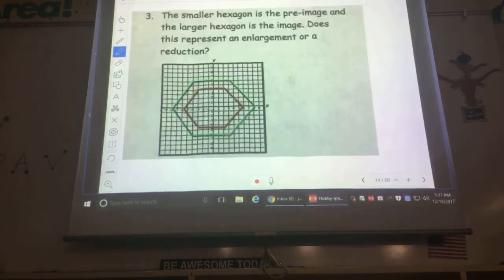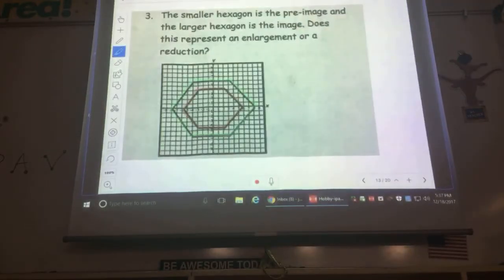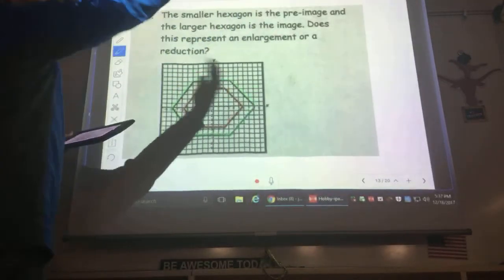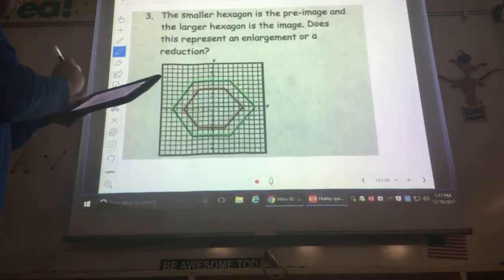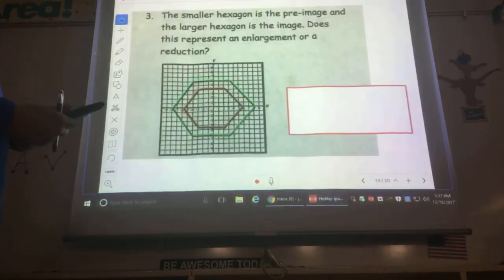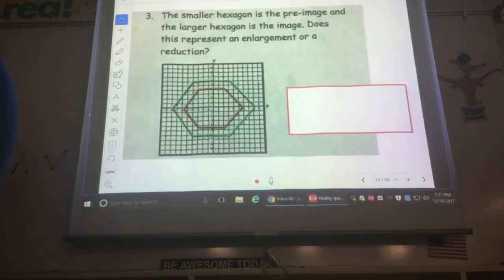So this is going from the smaller one to the bigger one. Just make sure it looks all right. So it's going from here, and it's going out like that. So is it an enlargement or reduction? That's all you're doing there. The answer is going to be either enlargement or it's going to be a reduction.